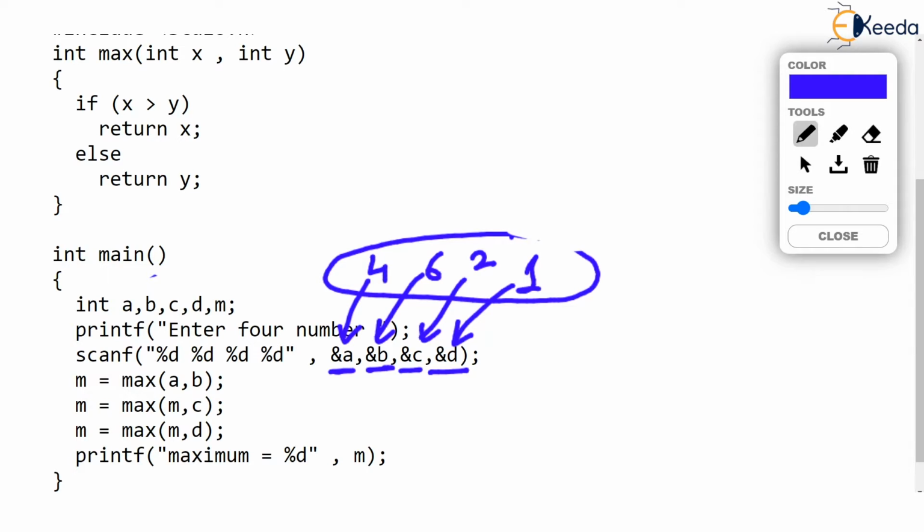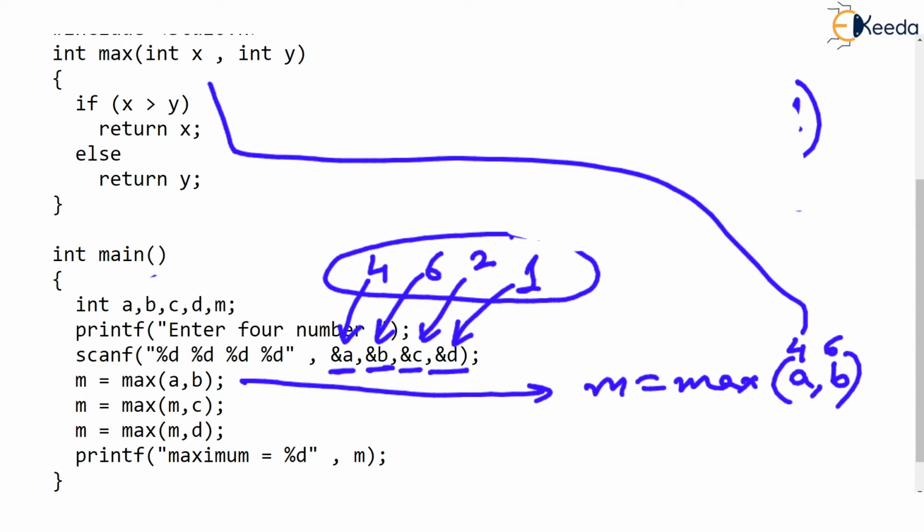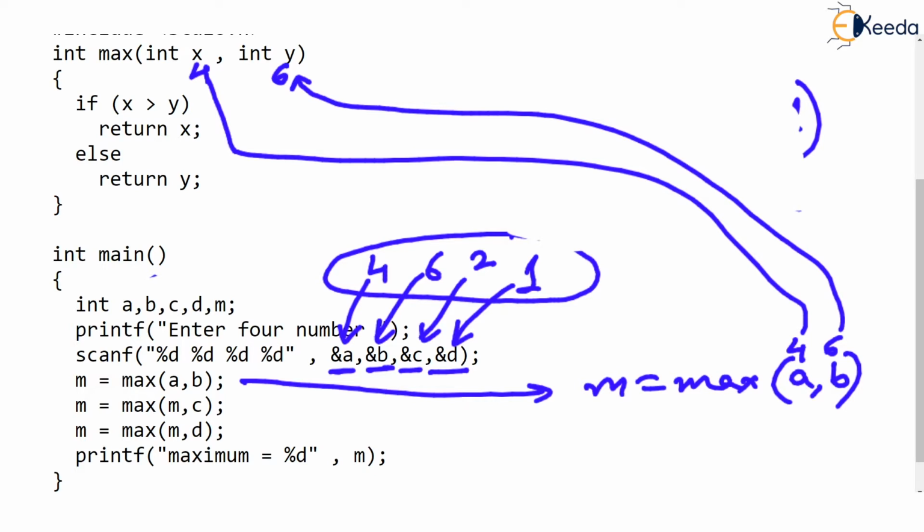Let's see the next line. The user has entered a, b, c, d. Now what do you say about this line? Here we go. This is m is equal to max. So this is the call, and we are passing a comma b. Now notice a is 4 and b is 6, isn't it? Those are the values entered by the user. So 4 will definitely go in x, so x will be 4, and b will definitely go in y, so y will be 6. Now the function is going to check, is 4 greater than 6, which is false, so else will execute and the function is going to return 6.